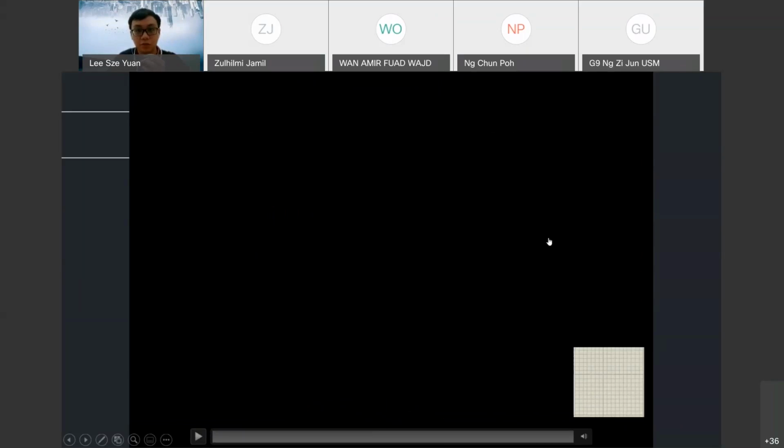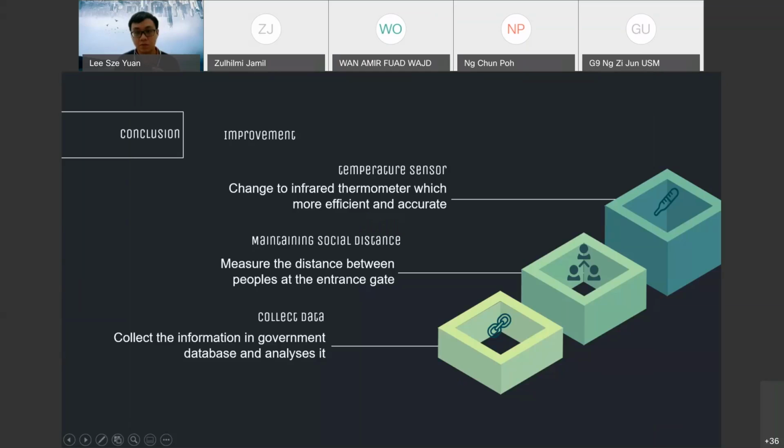So we conclude. So in conclusion, there are 3 improvements that we think we need to make. First is about the temperature sensor. So actually we should change to an infrared thermometer, which is more efficient and accurate compared to the LM35.